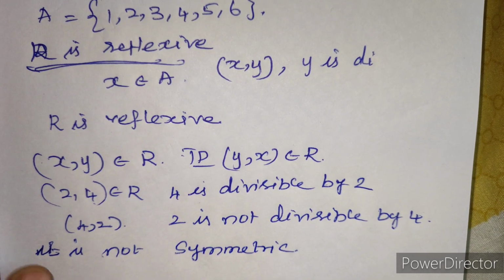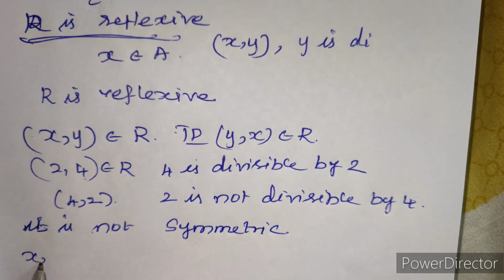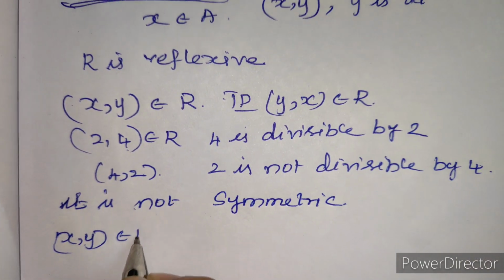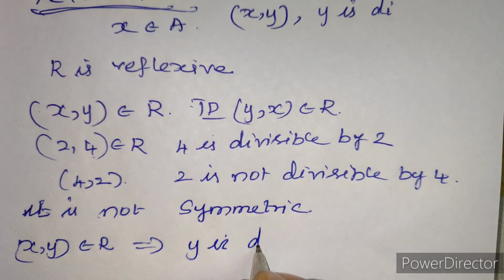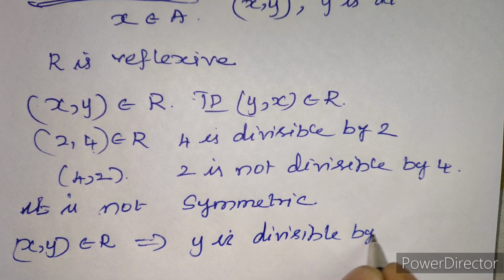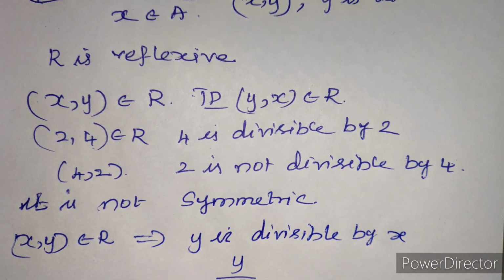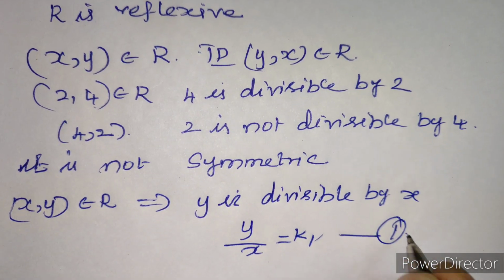Then next we are going to show that it is transitive. To prove transitive, (x, y) belongs to R, which implies y is divisible by x. So y by x equals k1, I take it as some constant.